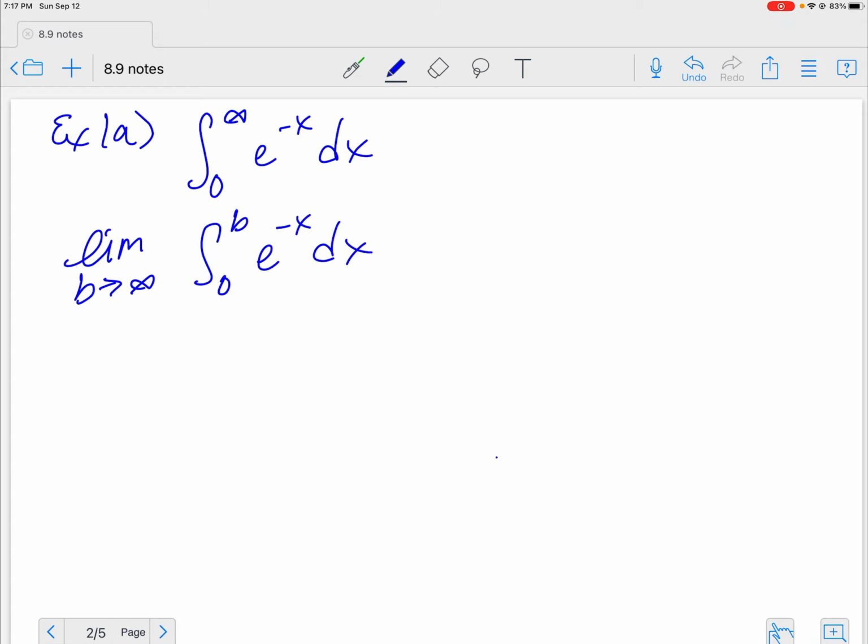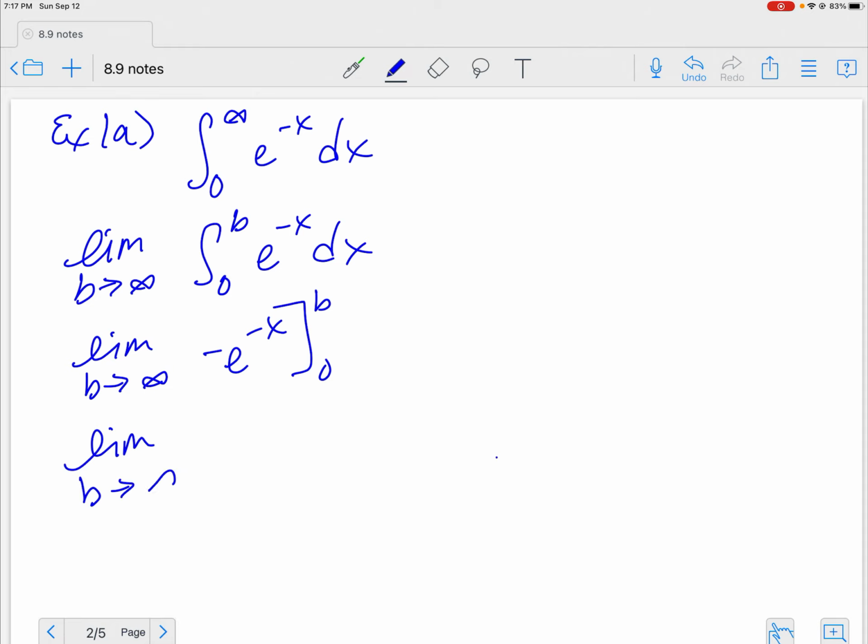Then you integrate, right? You keep your limit as b approaches infinity. So this is negative e to the negative x, right? Because e to the x is just e to the x, but with that negative, you've got to put one of those in front. And that is from 0 to b. Then you plug that in.